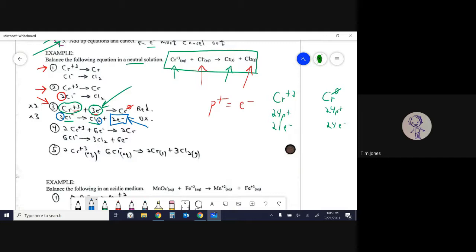I labeled this chromium as being reduced, and the chlorine is being oxidized. That's just for practice. You don't have to label that when you're doing the balancing unless you're asked to. It's just something to practice since we're just learning this. Now, I'm going to tidy this up a little bit.